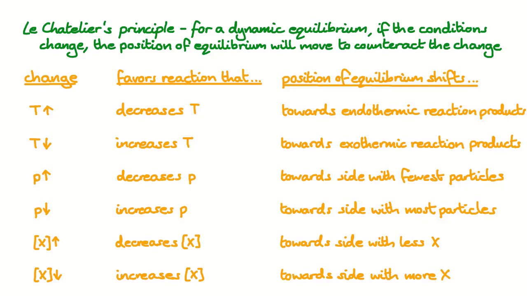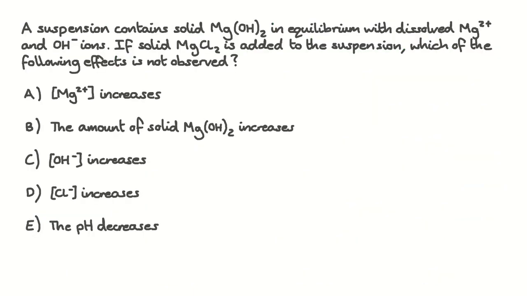Now that we've learned about Le Chatelier's principle and its origins, let's do some practice. A suspension contains solid Mg(OH)2 in equilibrium with dissolved Mg2+ and OH- ions. If solid MgCl2 is added to the suspension, which of the following effects is not observed?